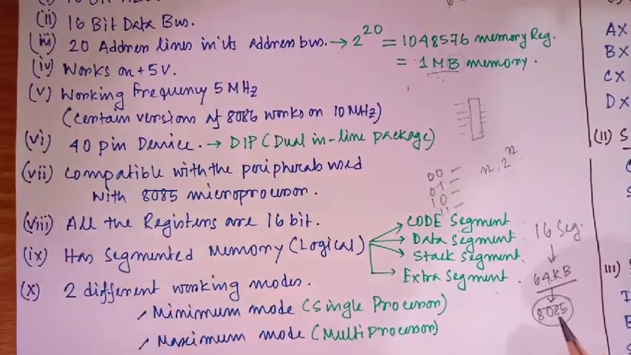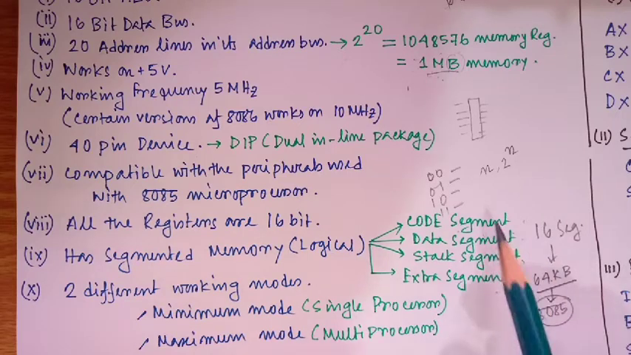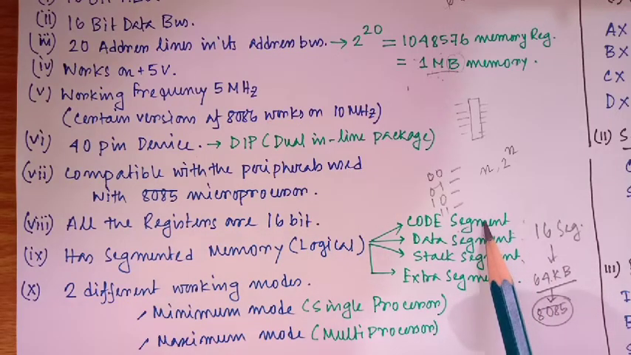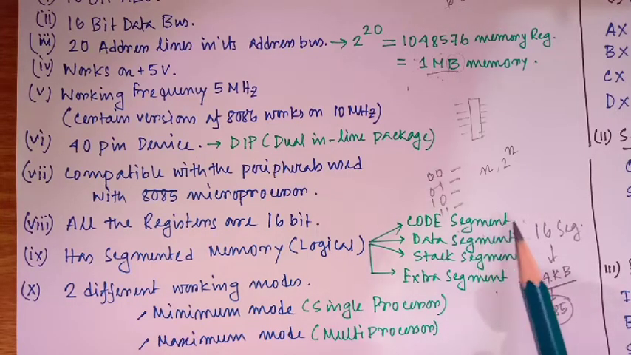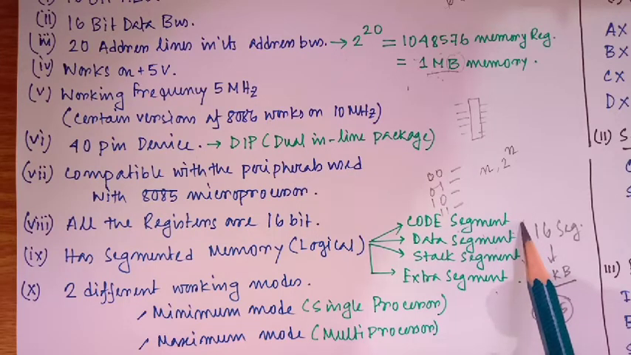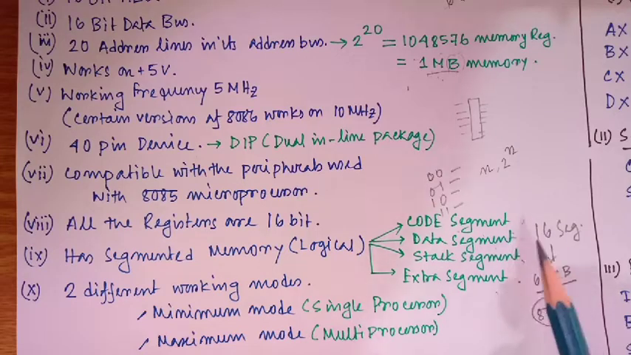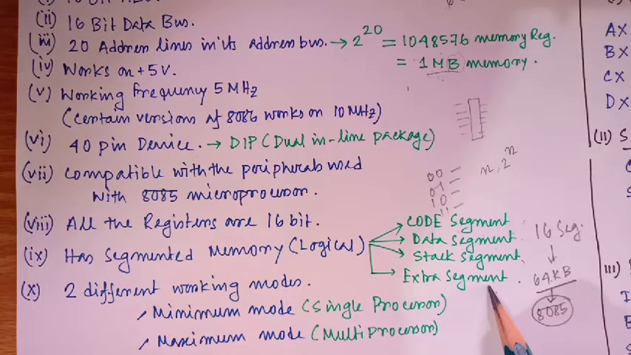So remember, the memory segmentation is done in 16 parts. Depending upon their functions, they can be of 4 different types. The segment which stores the executable program itself is called the code segment. The portion of the memory which holds data is called the data segment. The one which holds stack memory is called the stack segment. And the extra segment is another kind of data segment. We can understand it in this way.